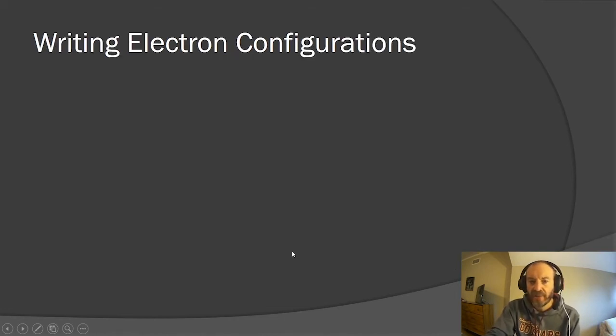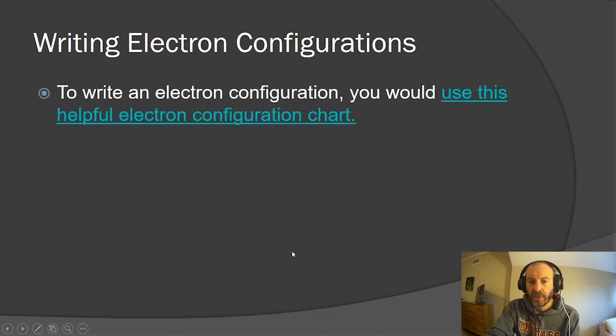And when you write electron configurations, you are going to use this chart, which you can find at the bottom of this video. You can find it in your weekly update from me on that Google document, or you can even find it on Schoology. I'll link it there too. But you're going to need to use the electron configuration chart to write electron configurations, and we're going to do that right now.